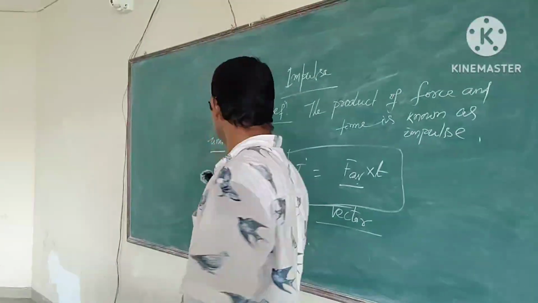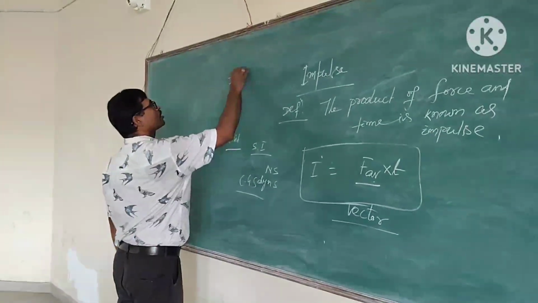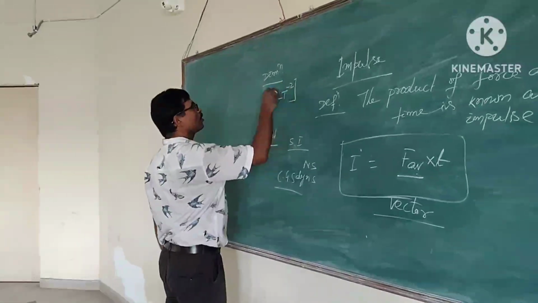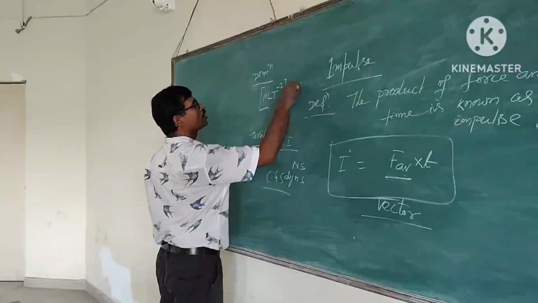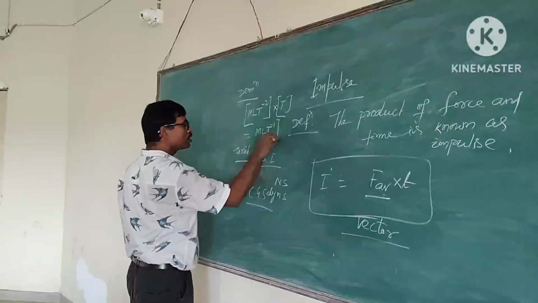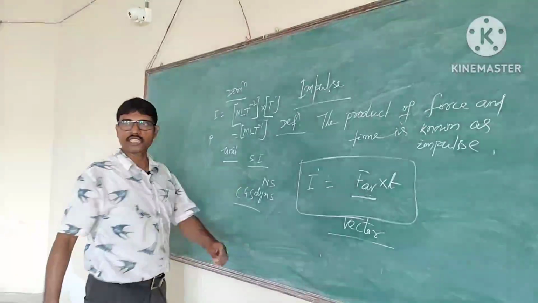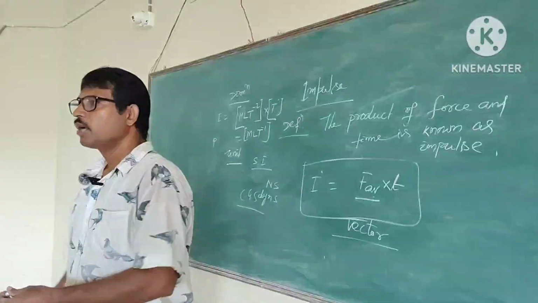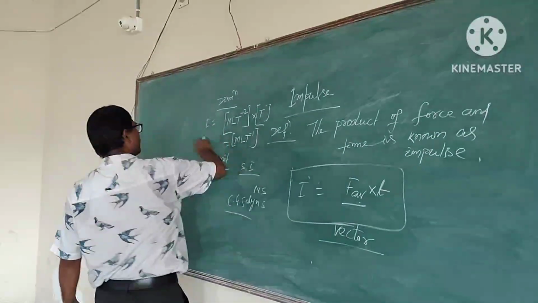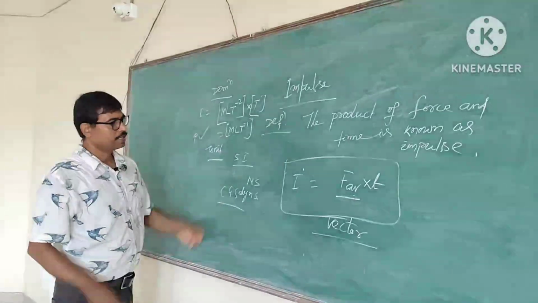Then come to the point, what is its dimension? The dimension of force is MLT minus 2, and time is T. So now what you are getting is MLT inverse, which is equal to the dimension of momentum. तो इसका मतलब impulsive force का जो dimension है, momentum का dimension वही है. So the dimension of momentum is equal to that of impulsive force. Clear?